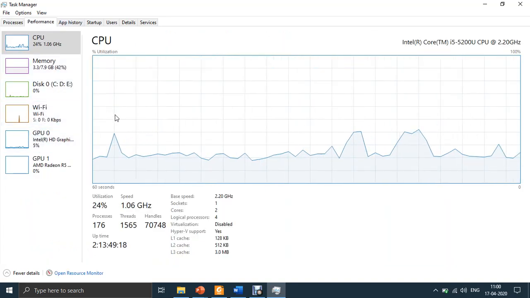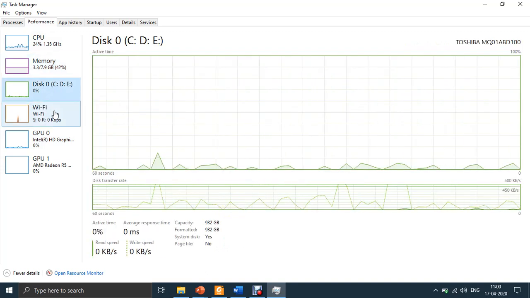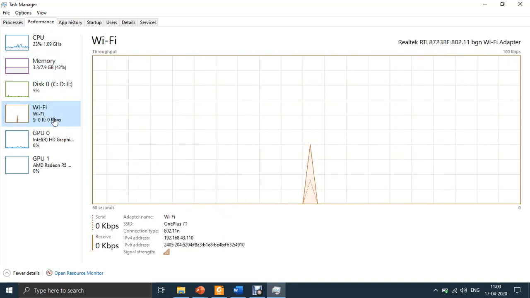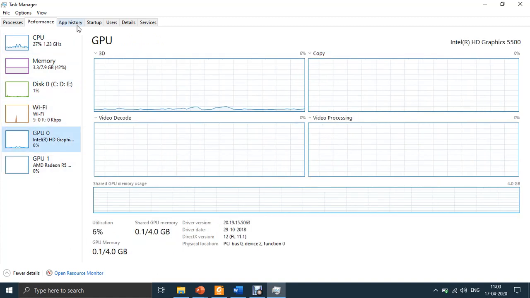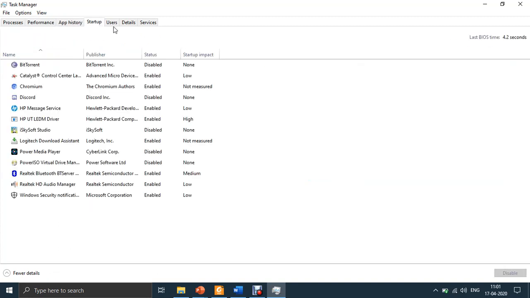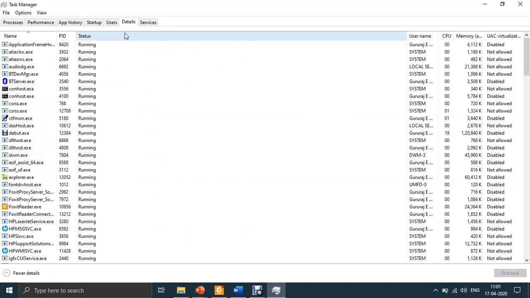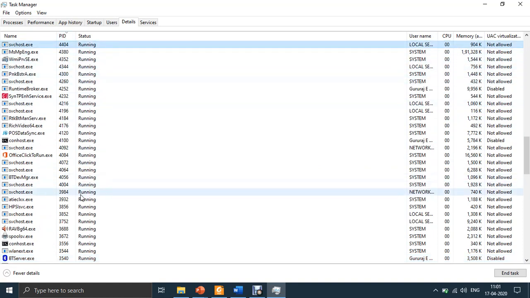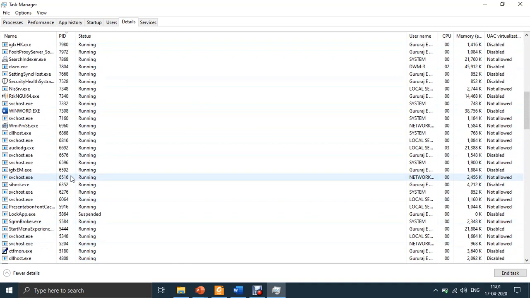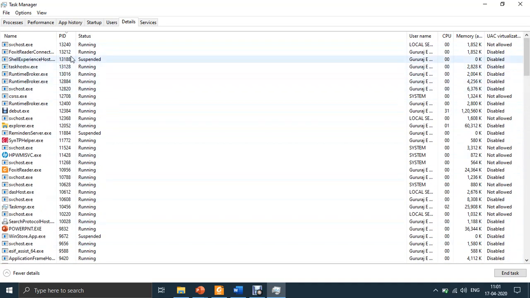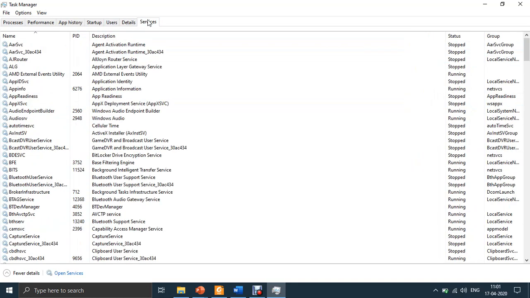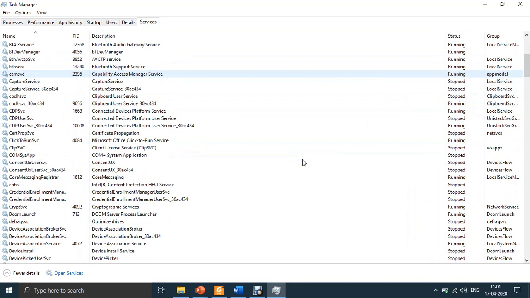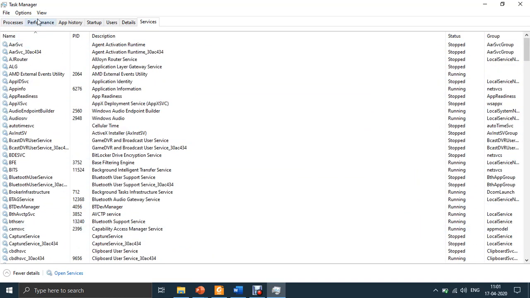So this is the CPU utilization graphs, memory utilization, disk utilization, Wi-Fi utilization, GPU utilization. This is app history, startup, user details. You can see how much memory is being utilized. This is the PID. PID means process ID. Each process will be given an ID, just like a name for each process. Then these are the services. Some are running, some are stopped. Fine.